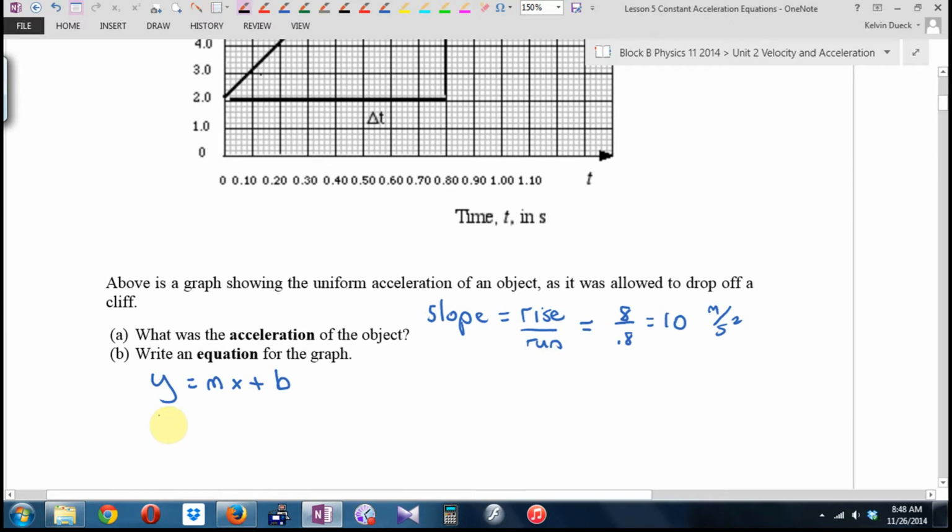Huh? A v equals, leave a space. Oh, no. m is the slope. What's the slope? 10. What's sitting on my x-axis as a variable? Plus, ooh, I think we can do this in our heads. What's the y-intercept?